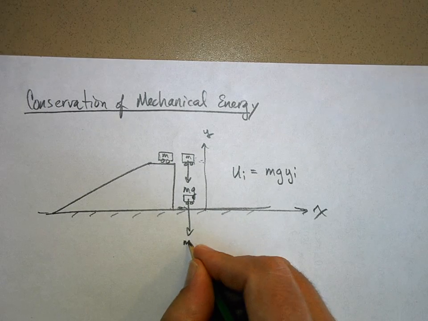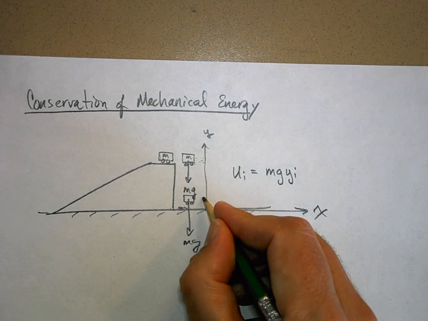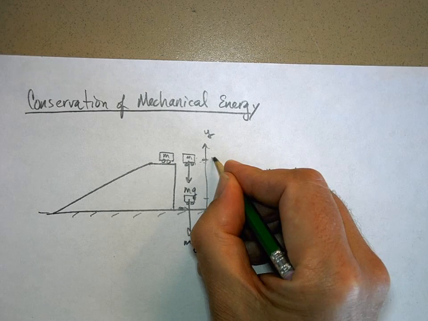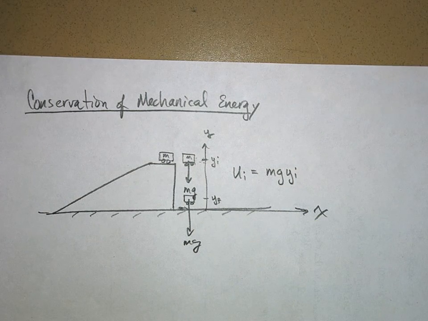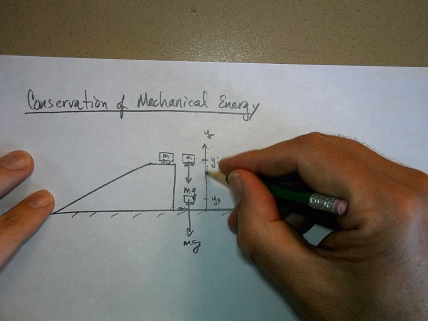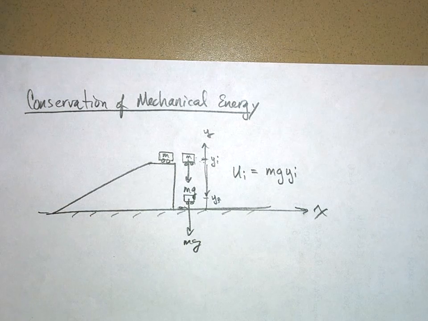But we still have the force of gravity acting on this thing. Here's y initial up here, and here's y final right here. Obviously, gravity did some positive work, didn't it? We have our displacement, our delta y, is like this. Our gravity is like this. It did positive work.